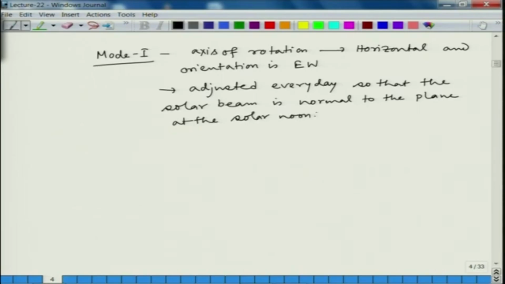So, what we are going to do? We are choosing this horizontal east to west axis and we are going to adjust it once a day. We are not going to give motion all through the diurnal motion of the sun. We are going to adjust for a day, we are going to place it in such a tilt angle, so that at the solar noon, the beam will be exactly normal to the plane of the collector. Okay.